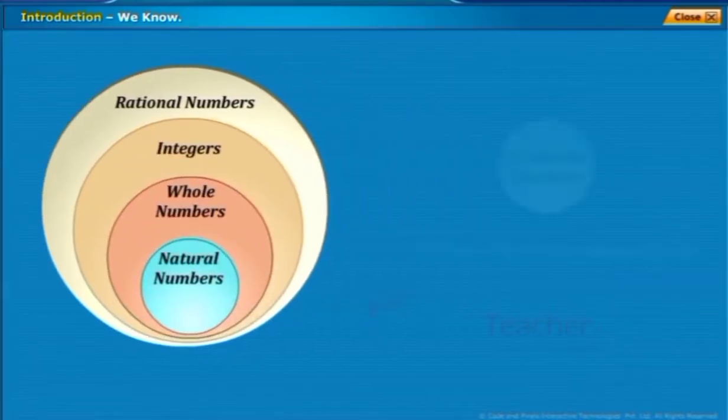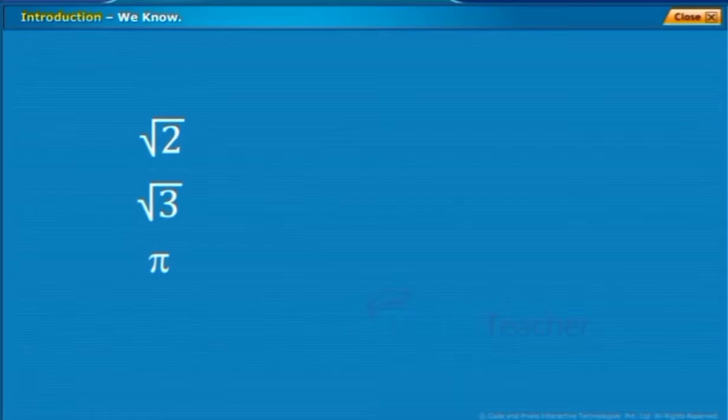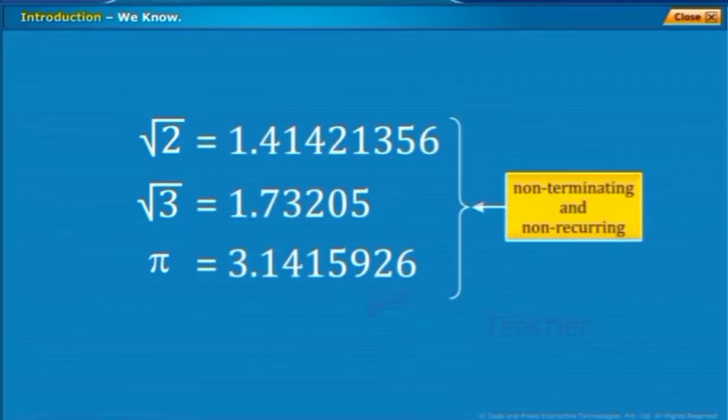We also have irrational numbers which cannot be expressed in the form of p by q, where p, q are integers and q not equal to 0. Some of these numbers are √2, √3, and mathematical quantities like pi. When these are written as decimals, they are non-terminating and non-recurring.